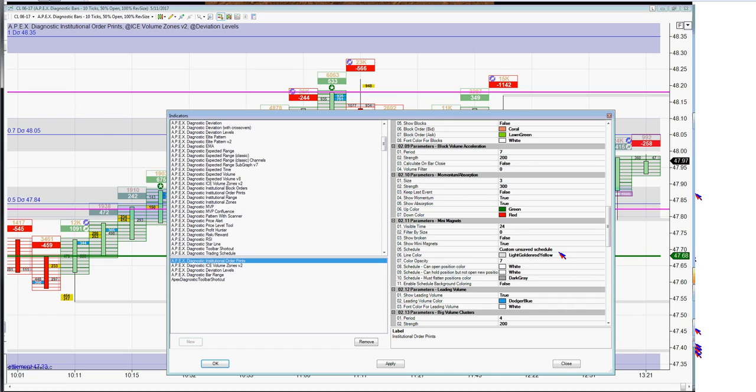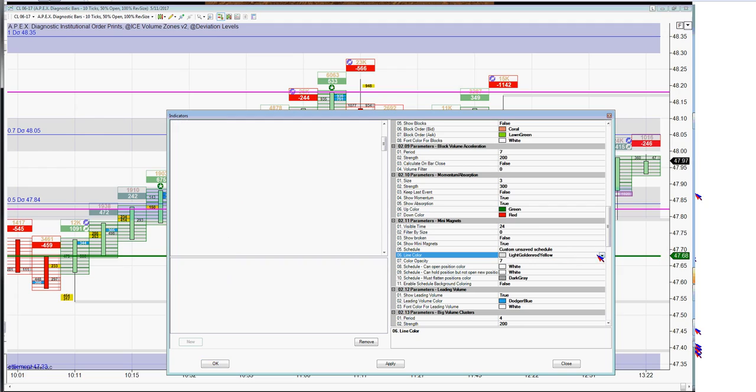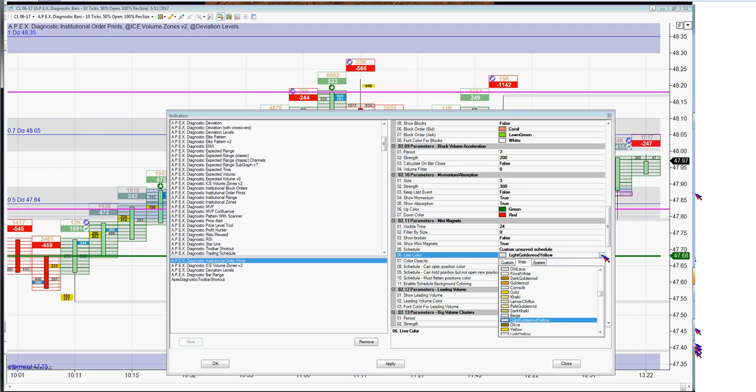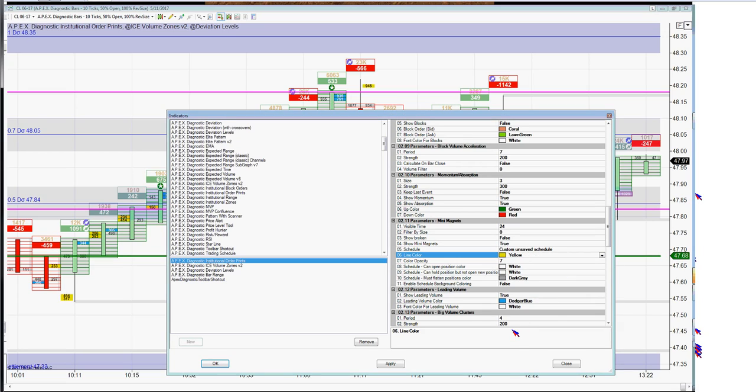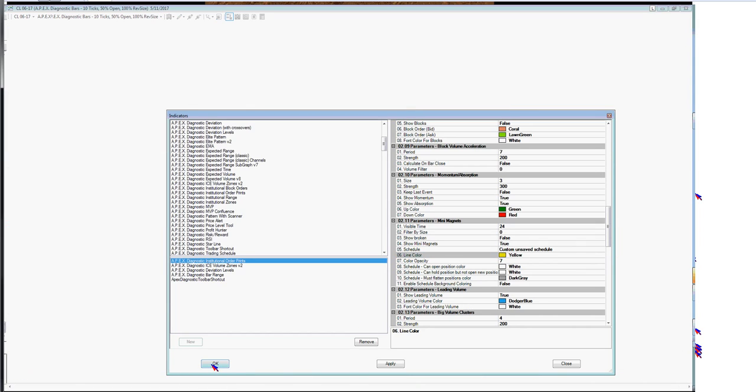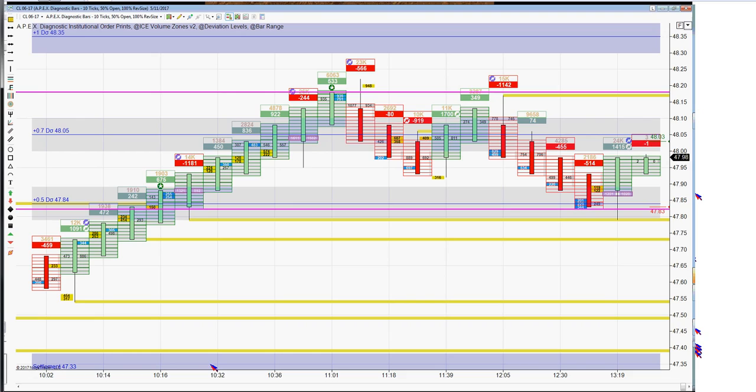Mini magnets line color. There we go. 211 number 6. Let's go for more like a yellow. All right, now we pray that we don't lose our data. Yay, we kept it. Now, see, that makes the magnets very clear. There's even one right there I didn't even see.